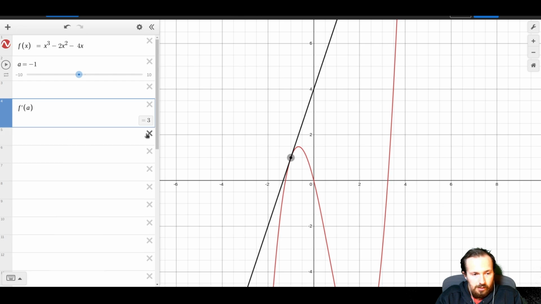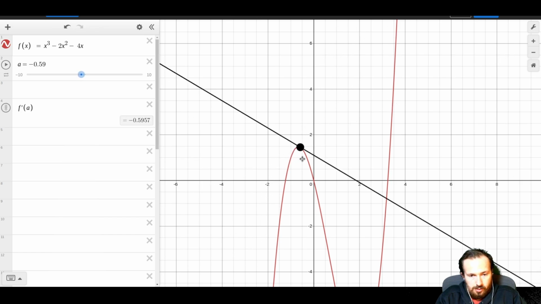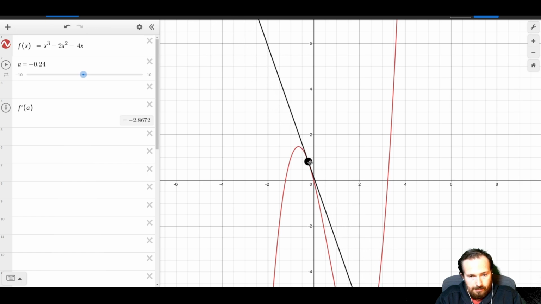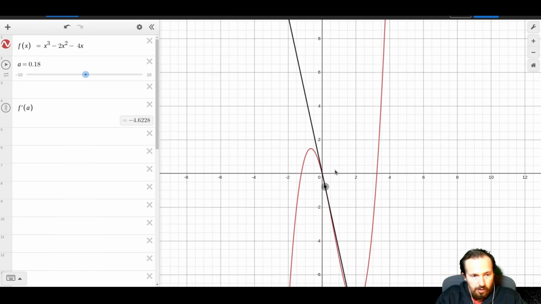Now if I get rid of these, so now all I'm doing is showing the tangent line. If I move this basically horizontally, you can see that this is automatically creating the tangent line no matter where I move it to. And again, it's automatically adjusting. So it's like programmed behind the scenes.